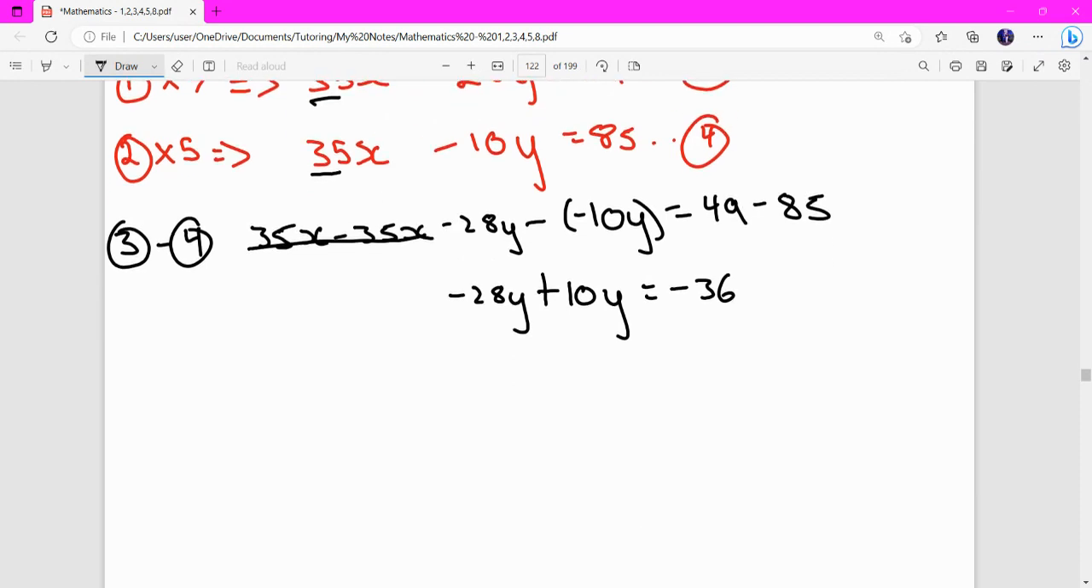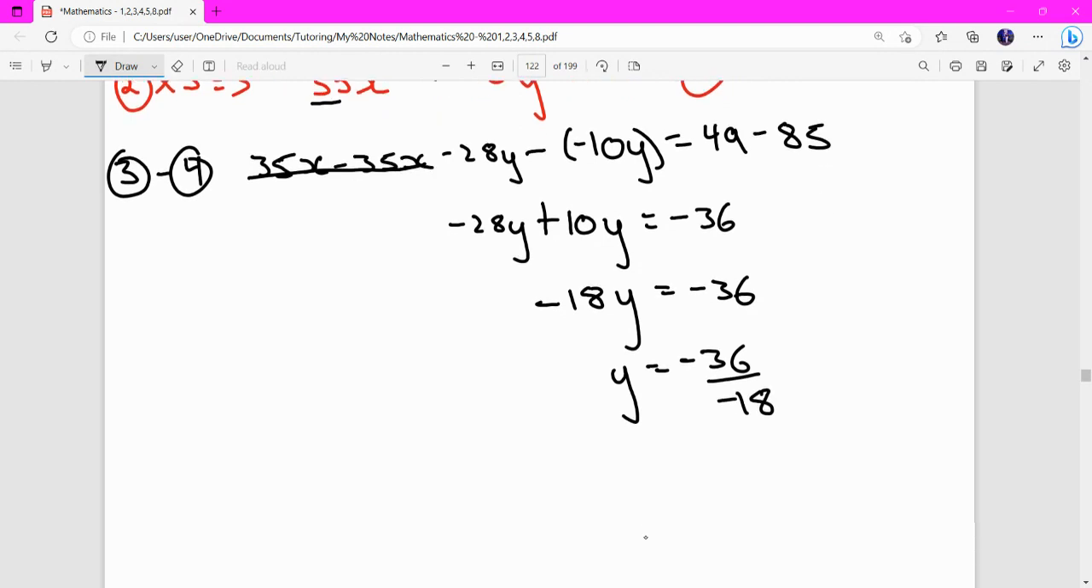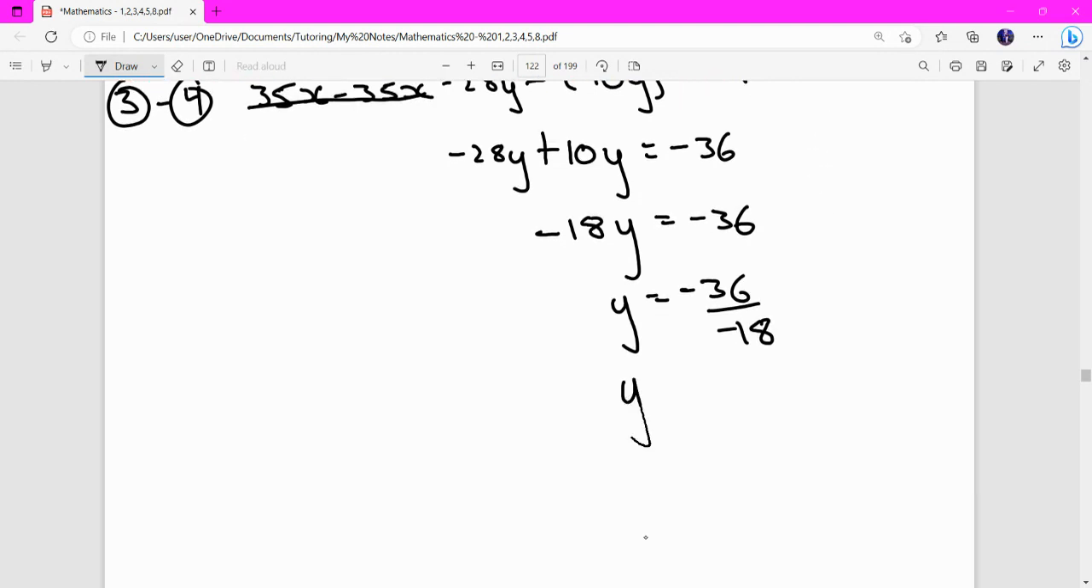Right? So now it's negative 28 plus 10, which is negative 18y. That is equal to negative 36. So therefore y is equal to negative 36 all over negative 18. y is therefore equal to positive 2.